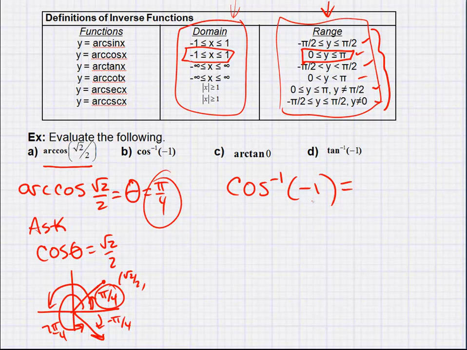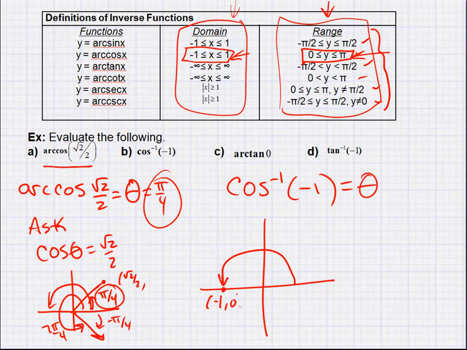So again, can I do it? Yes, it's in the domain. The answers I'm going to get out are between 0 and pi. What angle would it be that gets me this answer of -1? Well, right away, if you remember, this angle right here, the x coordinate is -1. That angle is pi, so the answer is pi. And that's fine because pi is in my range. Okay, let's keep going.